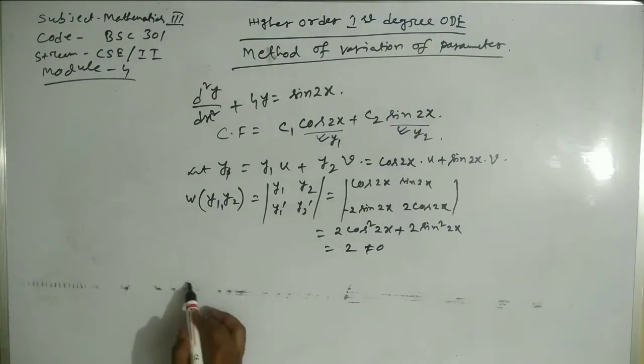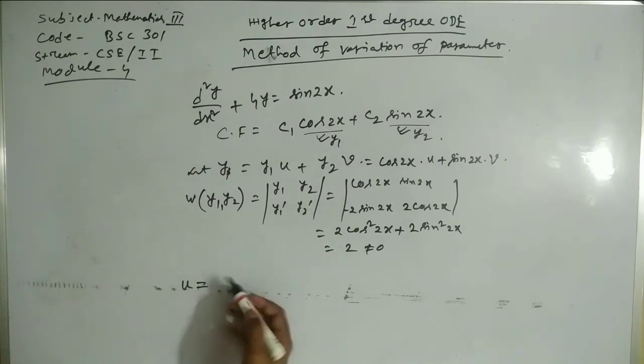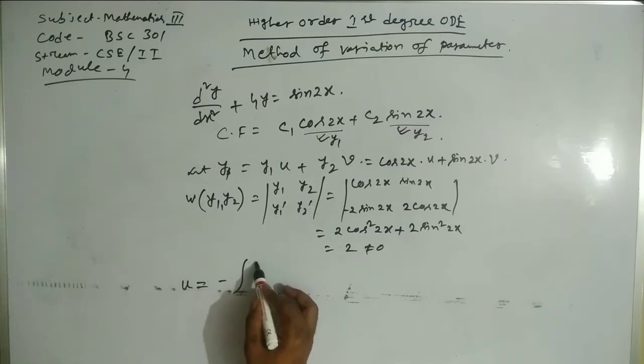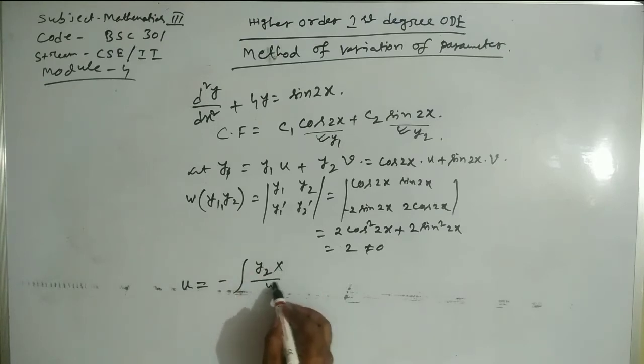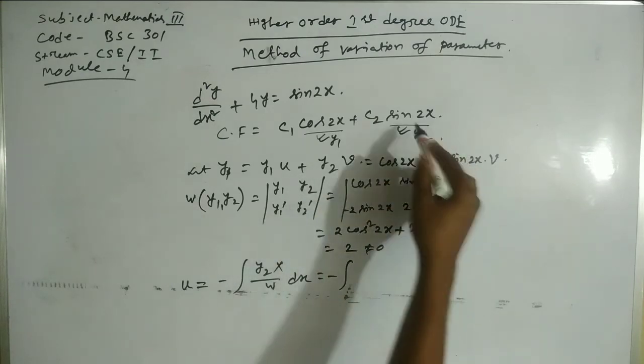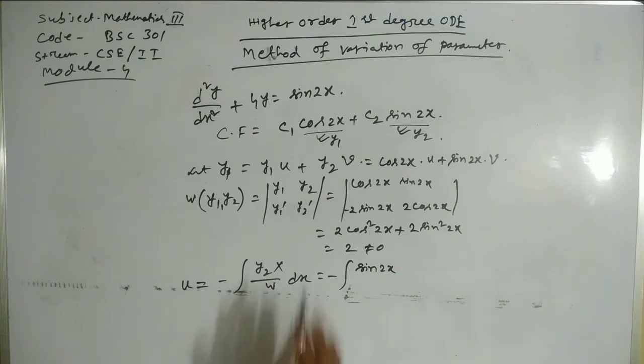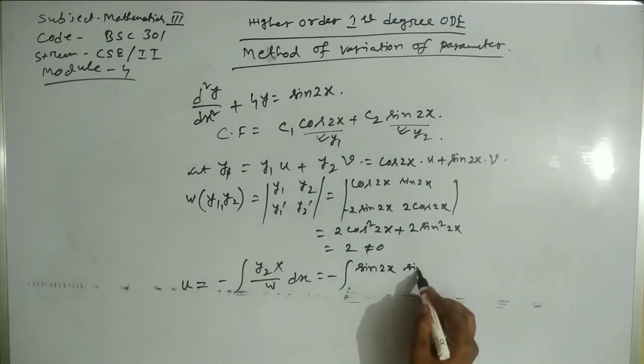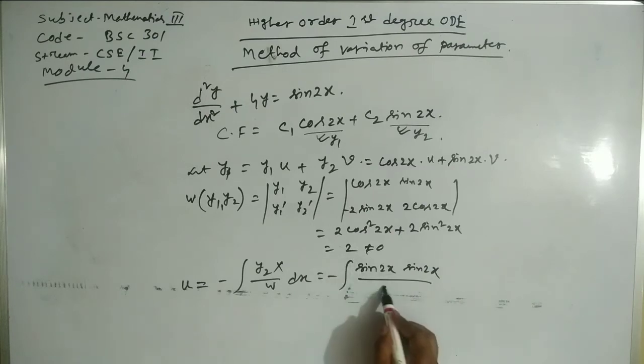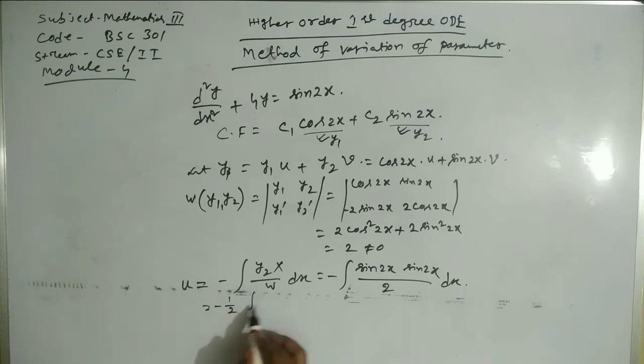Now we will find u. The formula of u I wrote before: minus integration of y2 X by W dx, where y2 is sin 2x, capital X is the right hand side function sin 2x, and W is 2. So minus half integration of sin square 2x.